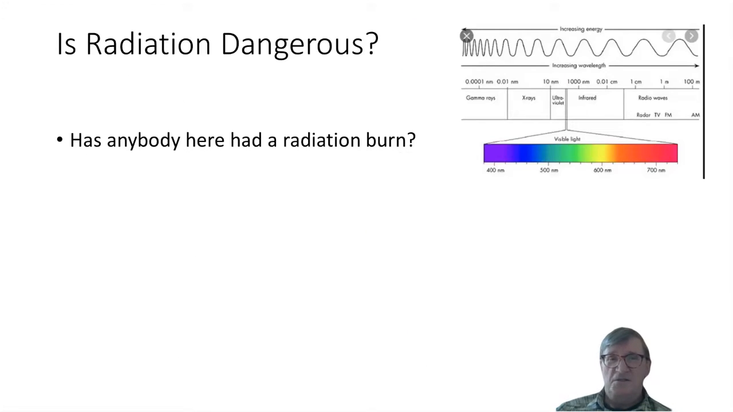All right. So we'll get to radiation. The picture on the right shows the electromagnetic spectrum, which goes from gamma rays all the way up to radio waves with visible light in there. So just the normal light we see is part of the radiation spectrum. I'd say raise your hands if anybody's had a radiation burn, but since I can't see your hands, I won't ask you to do that. So we go.